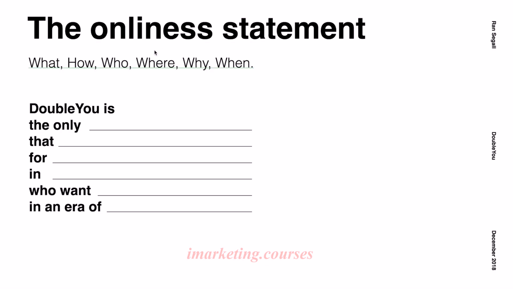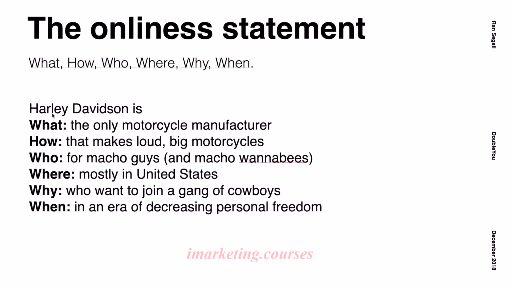Then we're going into, this is what I talked about, the positioning. And this is a fun exercise called the onlyness statement, which is basically trying to understand what the product is, how does it help, who does it help, why and when. So I'm giving them this exercise to fill out. And here's an example of how this looks when it is filled.